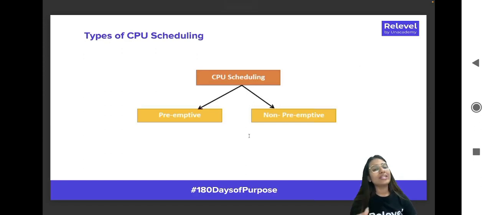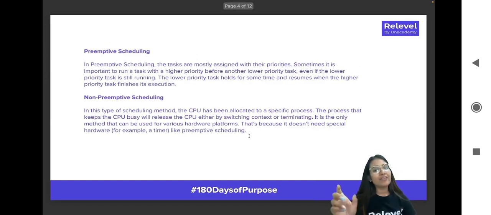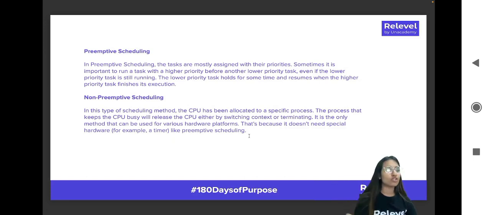Then we talked about what exactly preemptive and non-preemptive are. Preemptive is when every task has a priority assigned to it. If the task has a higher priority, it will be executed first, and the usual task is halted and the high priority task is executed first. So an interrupt happens where the execution of a task or a process halts in between. In non-preemptive scheduling, there is no such priority understanding wherein a process will keep the CPU busy either till the time it terminates or it switches the context. And here we do not keep a timer kind of structure because there is no concept of priority.